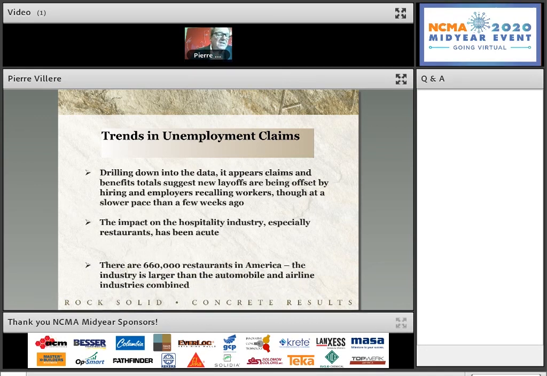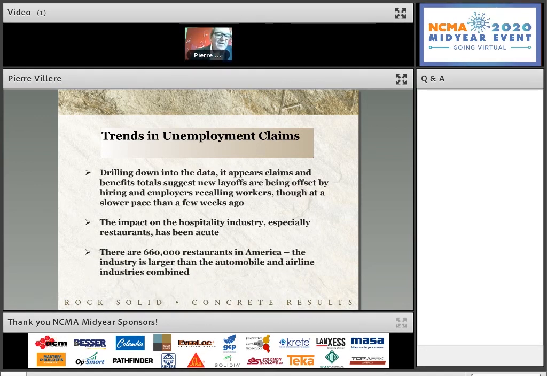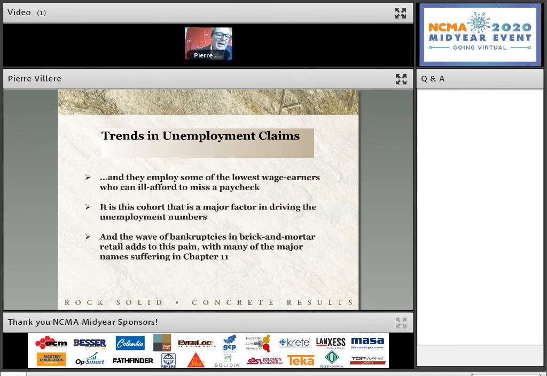There are 660,000 restaurants in America. The industry, this is an interesting statistic, is larger than the automobile and the airline industries combined. And they employ some of the lowest wage earners who can ill afford to miss a paycheck. It is this cohort that is a major factor in driving the unemployment numbers.